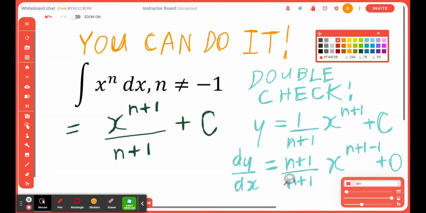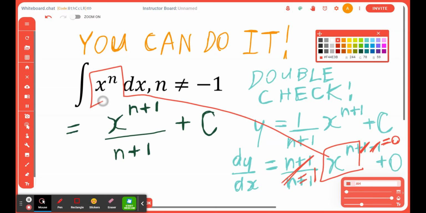Now, when you collect like terms, that's going to be 1. And 1 minus 1, that's going to be 0. And of course, you're left with exactly x to the power of n, which is what we started with.